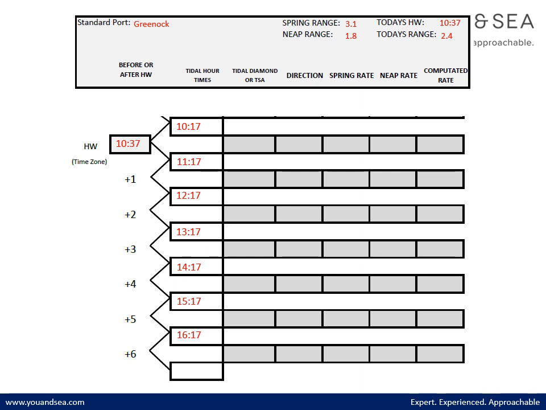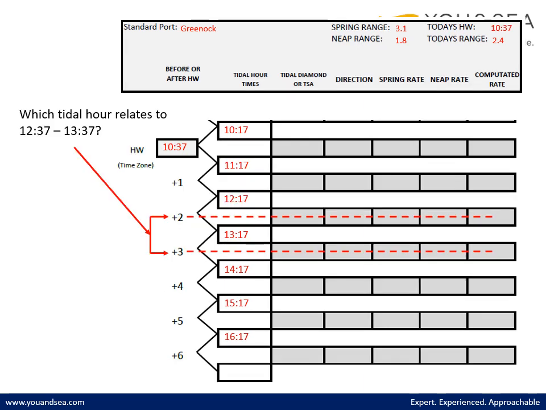I said there was a slight catch on this one, and the slight catch is the hour that we need actually runs over 2 separate hours. So the question was 12:37 to 13:37, and as we can see from the red dotted lines, the first 30 minutes fall in high water +2, and the second 30 minutes fall in high water +3. So we need 2 separate bits of information.